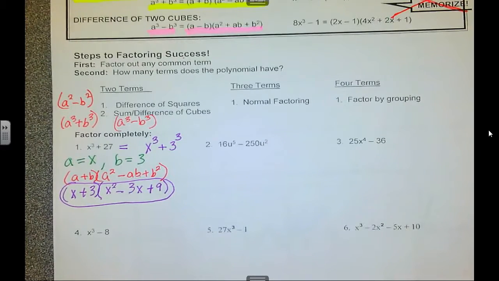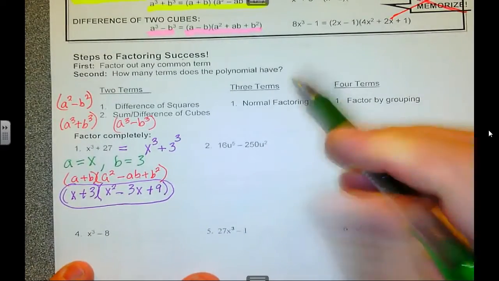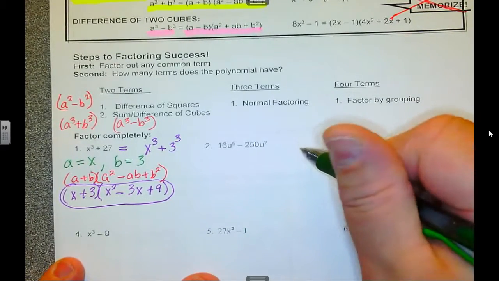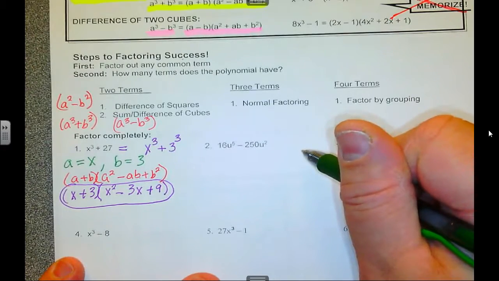Now, it looks like I got a u to the 5th. Is that a difference of squares? Well, look at your own paper. Oh, wait, you don't have your packet out. What am I supposed to do first? That's right. Look for any common factors to factor out. Are there any common factors to factor out? Yes, there is. I could take out at least how many u's? How many u's could I take out?